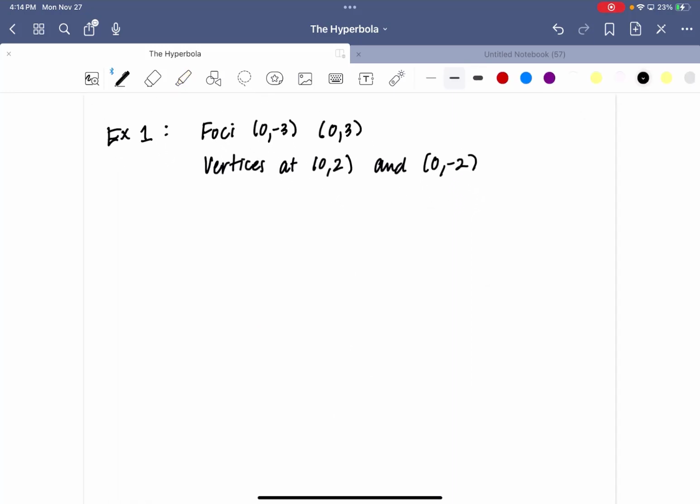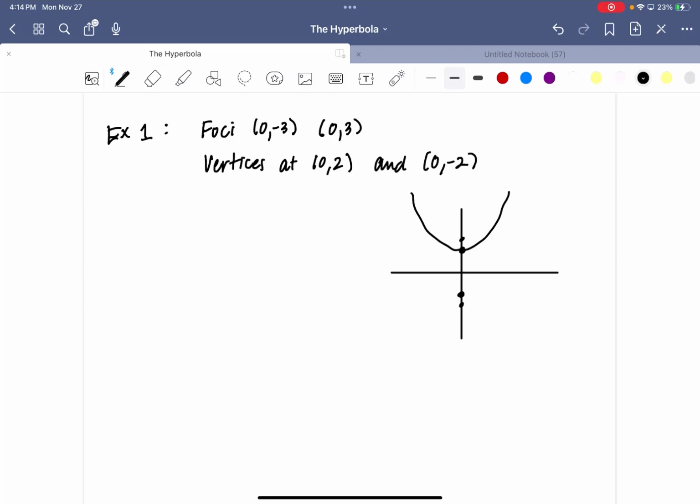So let's take a look at the first one. We know that the foci are at (0, -3) and (0, 3). And we know the vertices are at (0, 2) and (0, -2). So just a quick sketch to give us an idea of what we're talking about here. We've got vertices at (0, 2) and (0, -2), and we've got the foci somewhere right inside of that. So we're talking about hyperbolas that look like this, because they have to wrap around the focus like that. So this tells us that y squared is the positive variable.